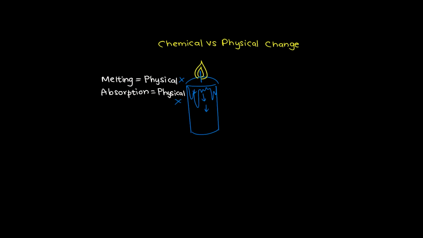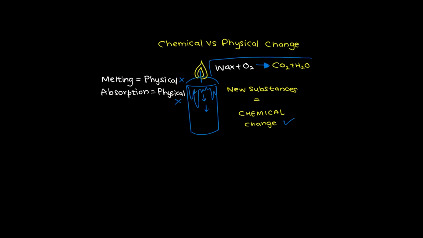But then comes the interesting part. The wax vapour at the flame combines with oxygen from the air. Wax plus oxygen produces carbon dioxide and water vapour. Different substances come out than went in. Bonds break, new bonds form, entirely new molecules result. That's a chemical change. The flame-producing light is a result of the chemical reaction, but the actual chemical change is the wax combining with oxygen. Melting and absorption don't create new substances.